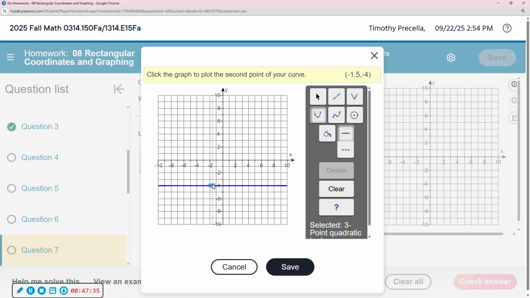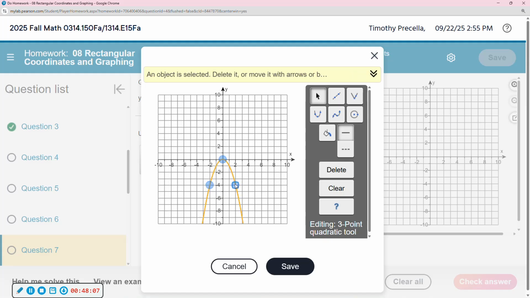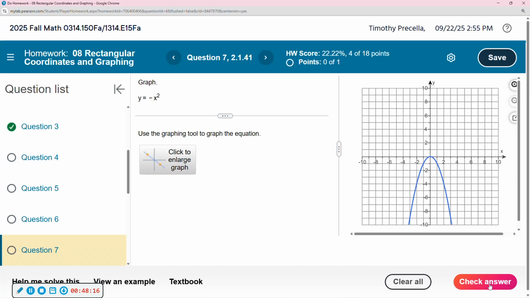Now plot the second point, but left 2, down 4, okay. Plot the second point, what is that, 0, 0. And then finally the third point, 2, -4. So that would be right 2, down 4. I'm looking in the upper right-hand corner of the yellow rectangle, and yes, that's 2, -4. And save it. And check.